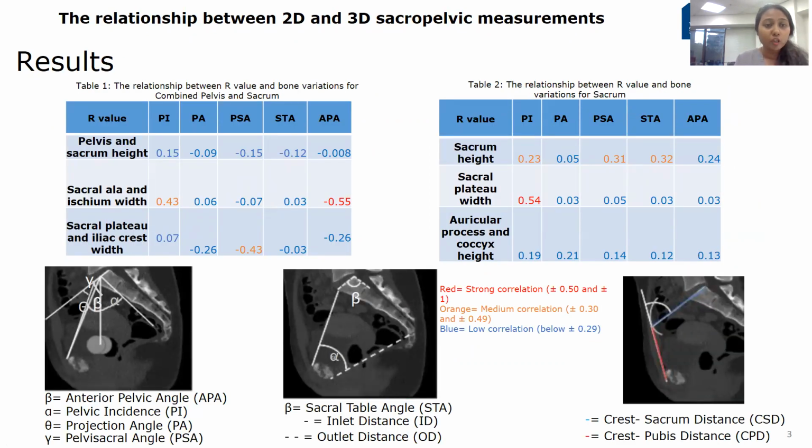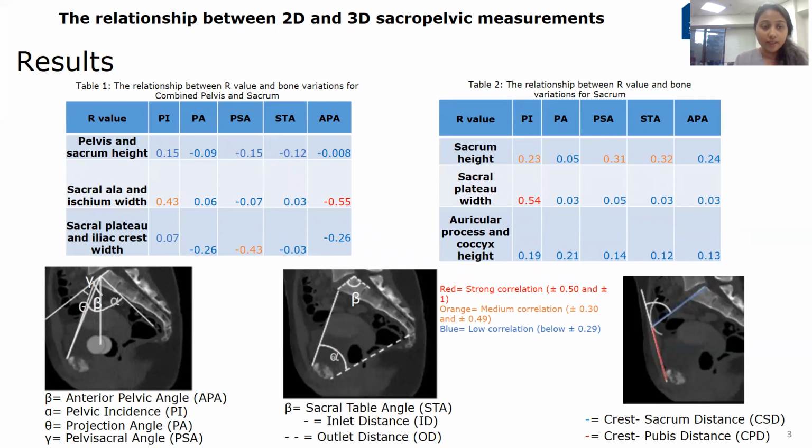So for my results, we can see that in figures 1, 2, and 3, these are the angles I have mentioned, which are measured by the 2D surgeons in the CT scan slices. And then from table 1, we found out the relation between R value and the bone variations for combined pelvis and sacrum. We performed the Pearson correlation coefficient test to understand the bone shape variation and if there is any relationship between these 2D sacropelvic parameters and the bone shape.